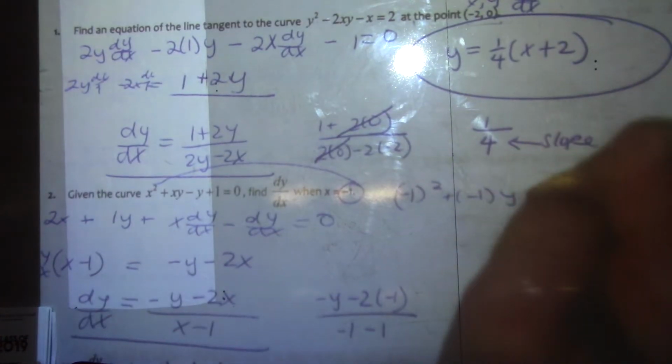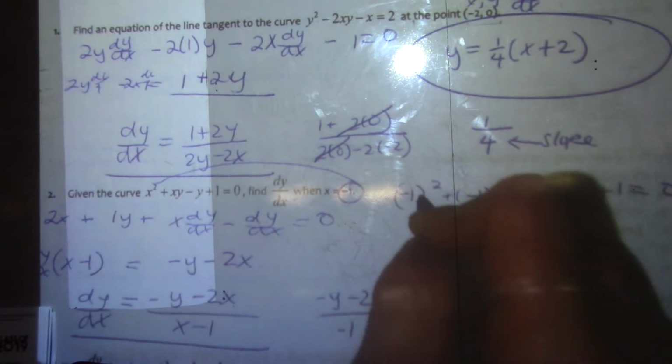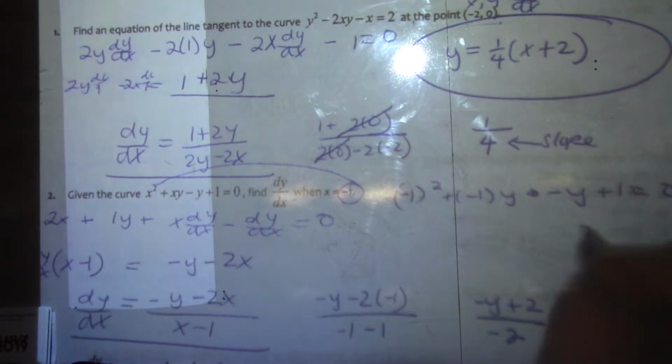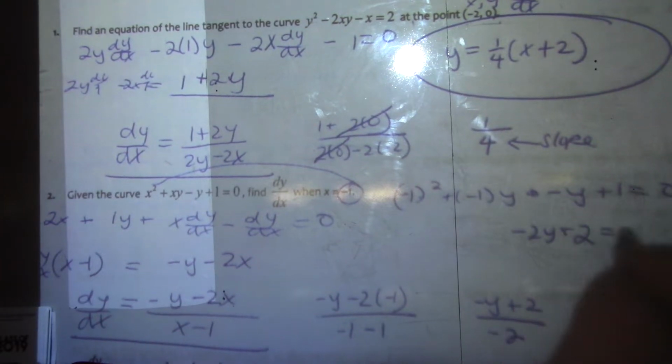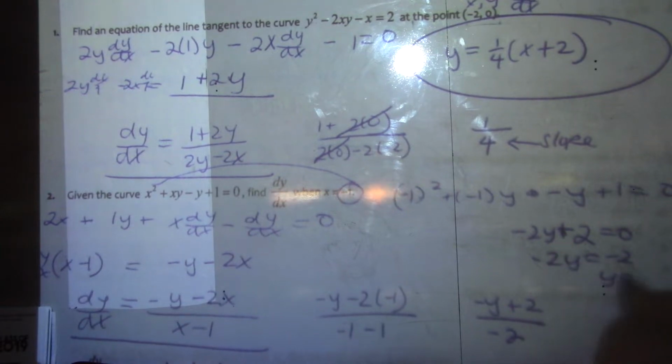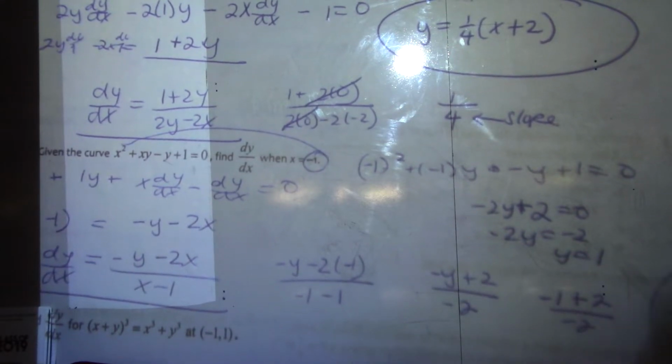We've got negative 1 squared plus negative 1y minus y plus 1 equals 0, so this becomes positive 1, so 1 plus 1 is 2. Negative y minus y is just negative 2y equals 0. Subtract over, negative 2y equals negative 2, y is positive 1. So then it's negative 1, plus 2 over negative 2, that becomes 1 over negative 2, which is my answer.